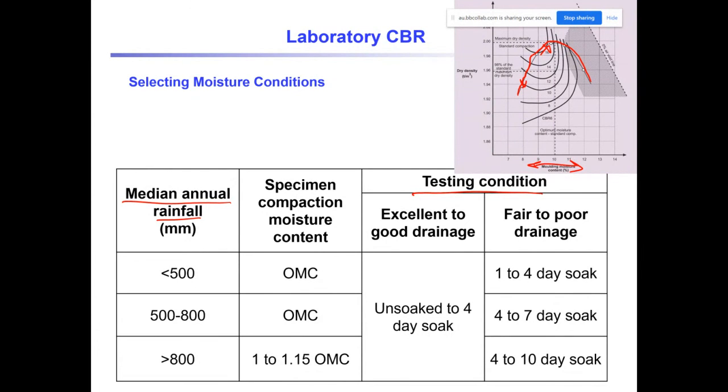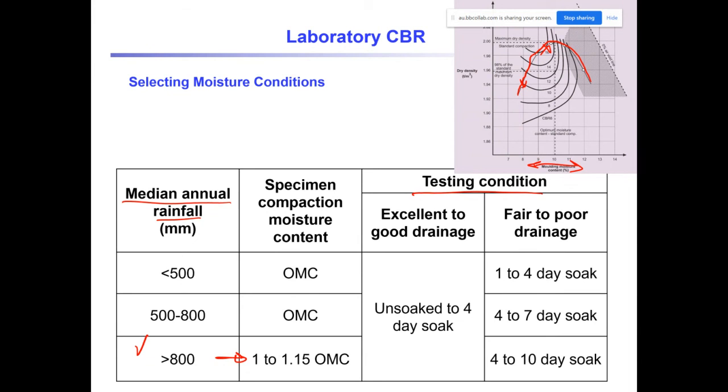For example, for Sydney, the level of rainfall is very high. Therefore, if it's over 800 millimeter, then based on Austroads, you need to compact the sample at 1 to 1.15 optimum moisture content. This is before the test. And again, before the test, you need to soak the sample, right?